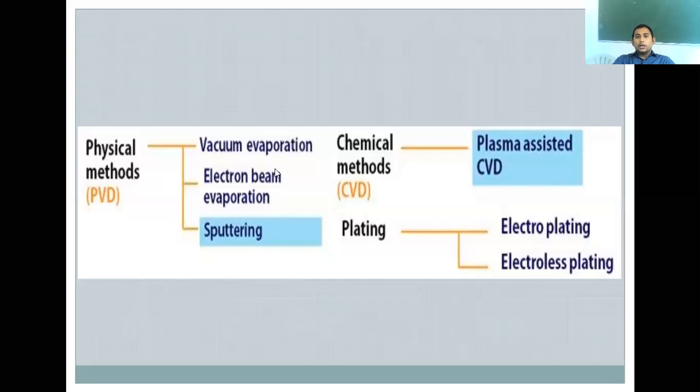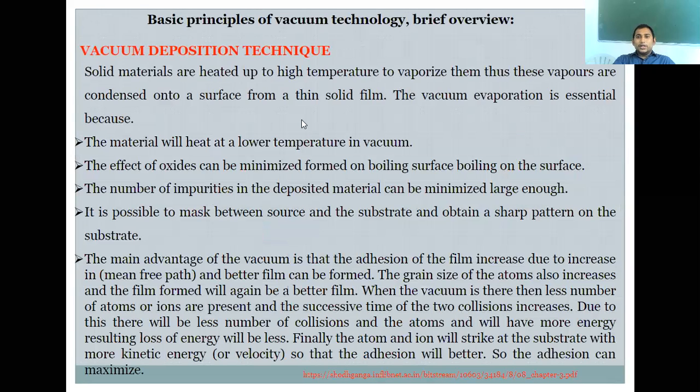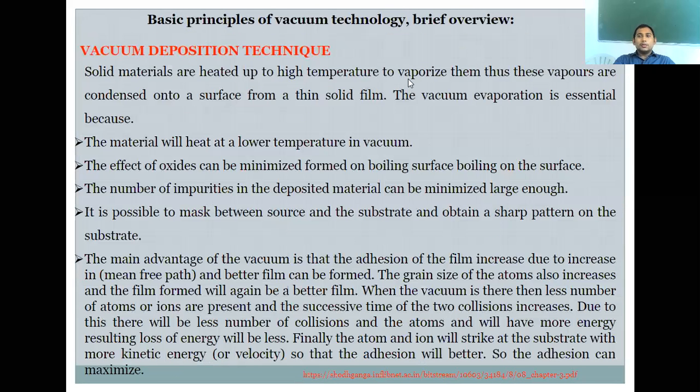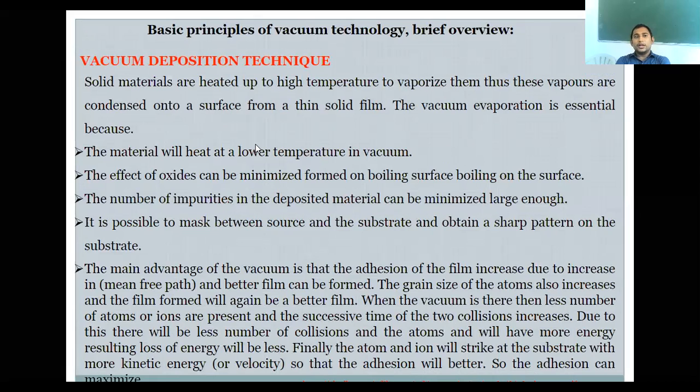Getting my point? Now let us discuss vacuum technology. We can say that the vacuum deposition technique is one in which solid material is heated up to a high temperature to vaporize it. This vapor then condenses onto a surface to form a thin solid film. The vacuum evaporation is essential because of these conditions and properties.